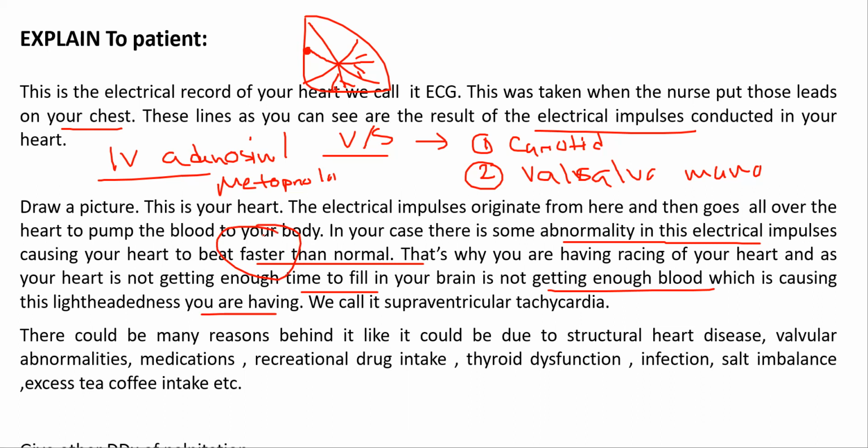than normal and also not in a regular rhythm. It's kind of a chaotic rhythm going on in your heart. That's the only difference between the SVT and AF explanation. Now, because of the racing of your heart, your heart is not getting enough time to fill. That's why your brain is not getting enough blood supply, causing the lightheadedness that you are having. This is what we call atrial fibrillation.